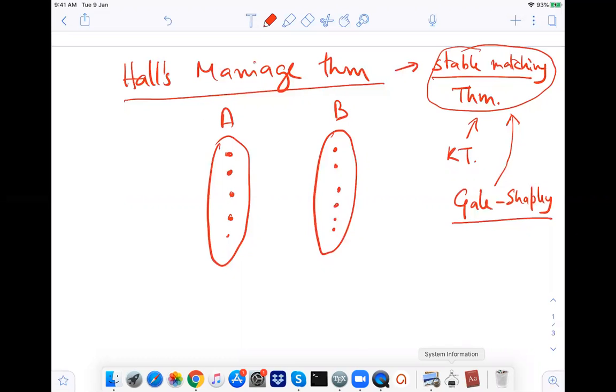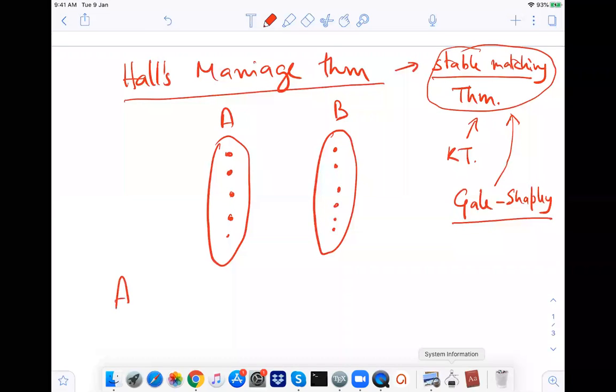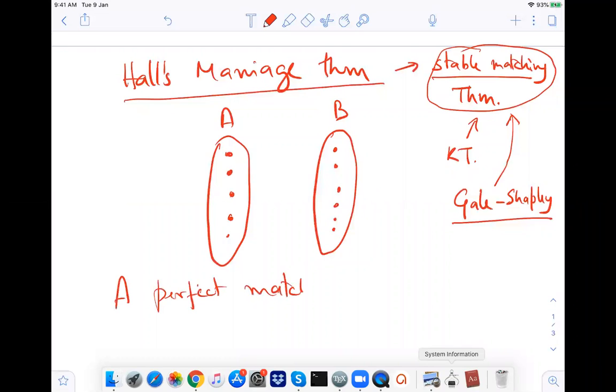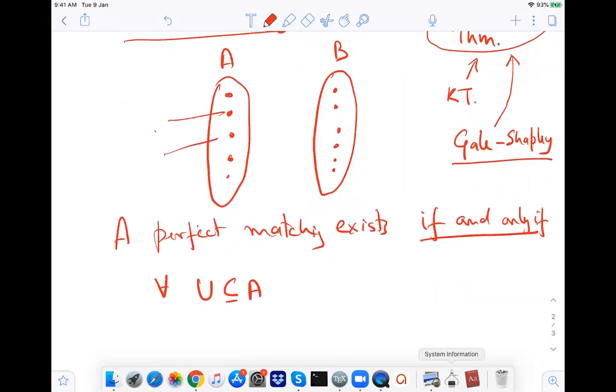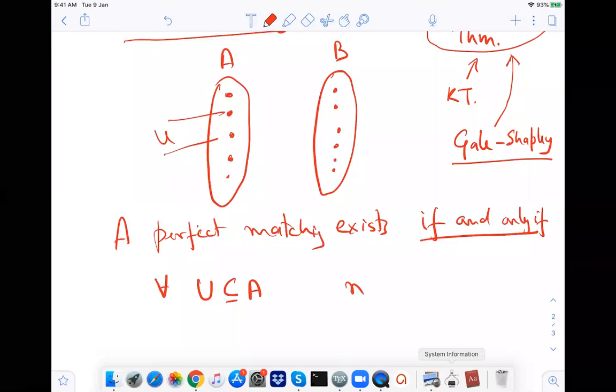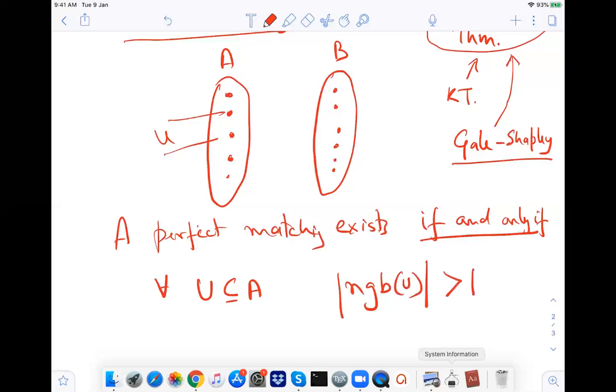Okay, coming back to Hall's, enough of this advertisement for algorithms. So, what does Hall's theorem say? Hall's theorem says that a perfect matching exists if and only if, it's an if and only if statement, for all subsets U of A, take any subset U of A, the size of the neighborhood of U must be at least the size of U.